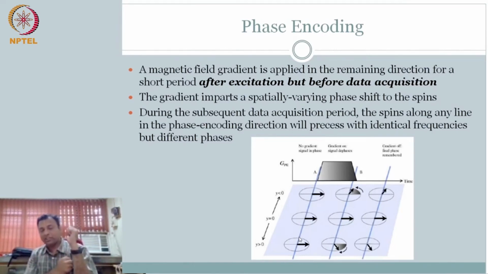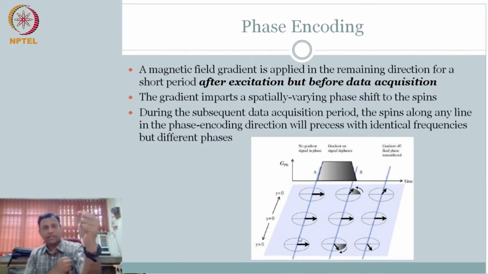What happens if the field strength is changing? Oh, it is going to start to precess slightly slower or slightly faster. When it is slightly slower or slightly faster, what is going to happen? Everything was in phase. I'm making some guys slow, I'm making other guys fast. That means the phase is going to change. But I switch off the gradient, right?